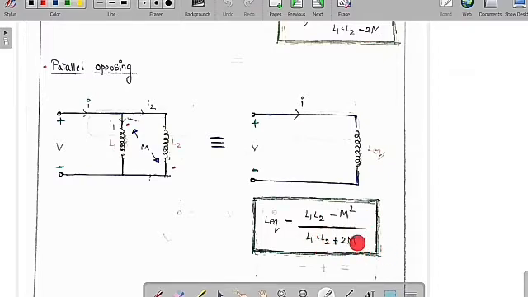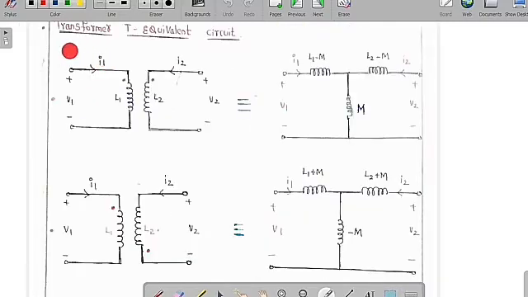See here the denominator is higher than the previous one. As the denominator is higher, we can say the overall value is lesser. That is the reason in parallel opposing this is lesser than the previous one. So in the first one, the parallel aiding, L equivalent is equal to L1 L2 minus M square by L1 plus L2 minus 2M, whereas here L equivalent is equal to L1 L2 minus M square by L1 plus L2 plus 2M.